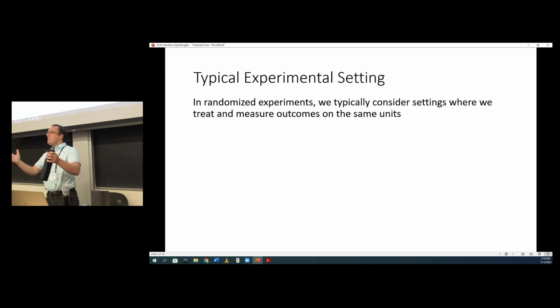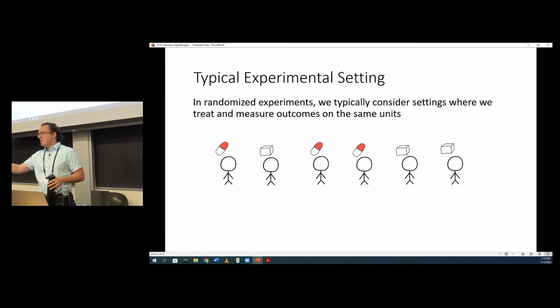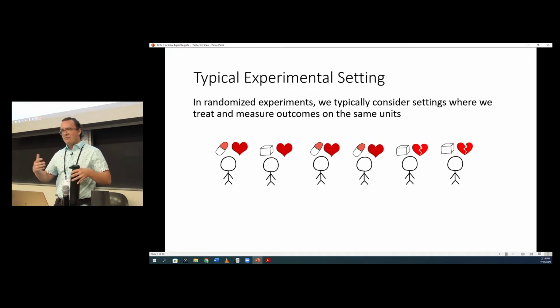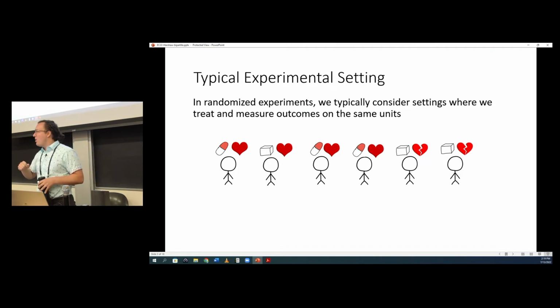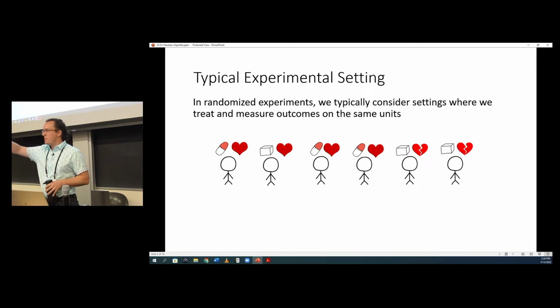Okay. So in randomized experiments, we typically consider settings where we treat and measure outcomes on the same unit. Suppose you're going to test some drug and how effective it is compared to a placebo, and you have these participants come in. I've drawn them here. You give some of them the treatment and some of them the control. And after that, you measure what their outcomes are. Maybe it's a health outcome as I've drawn it here.